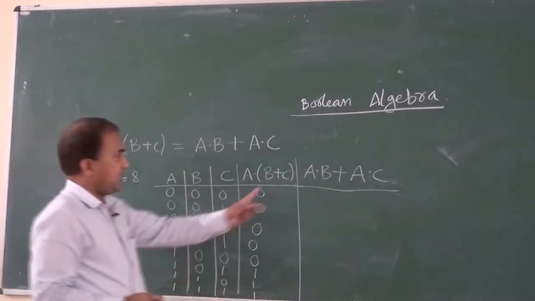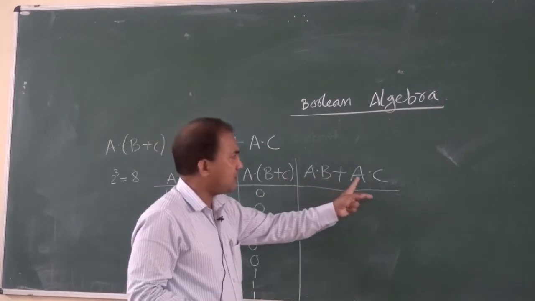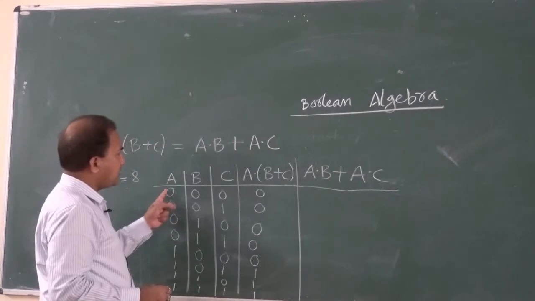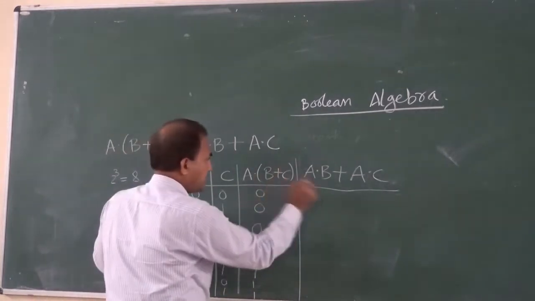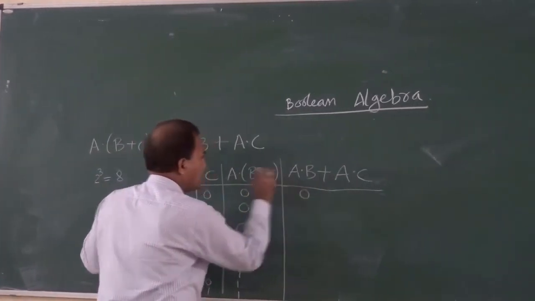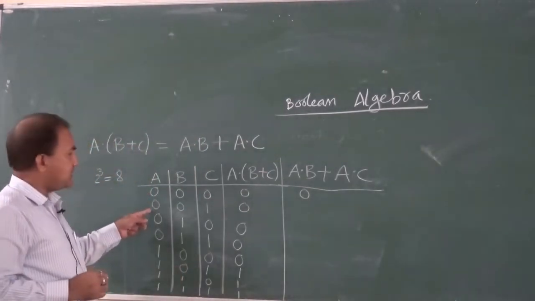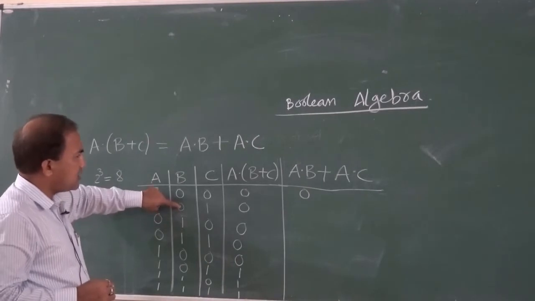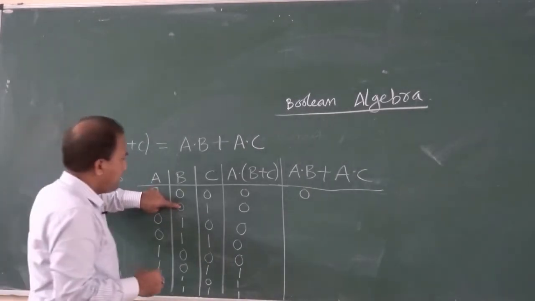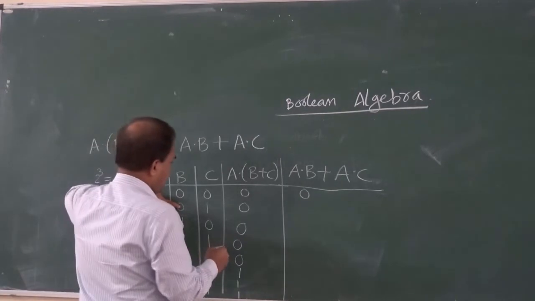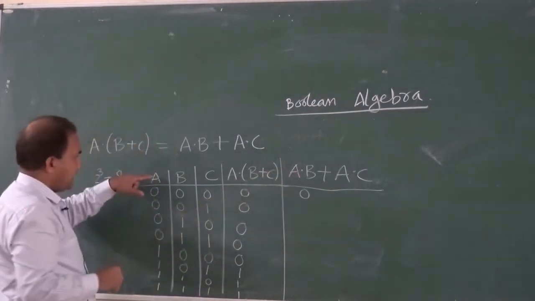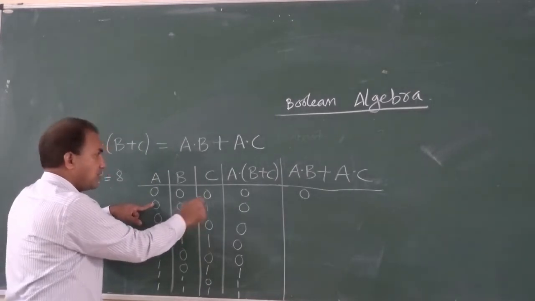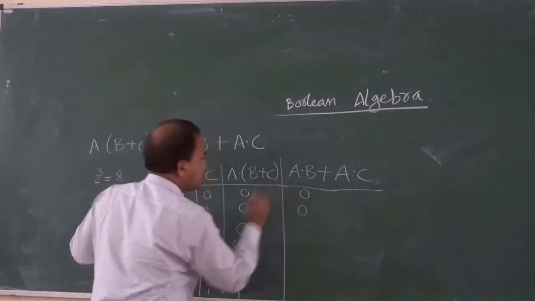Then you have to see A dot B plus A dot C. A dot B is 0, and A dot C is again 0. So 0 plus 0 is 0. For the second case, A dot B is 0 dot 0, which is 0, plus A dot C, which is again 0. So 0 plus 0 is 0.